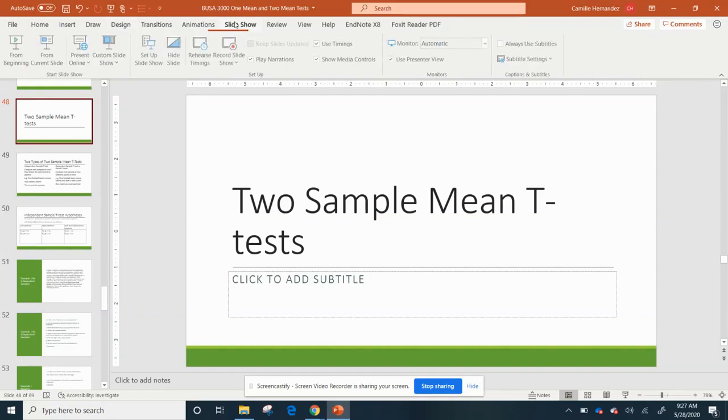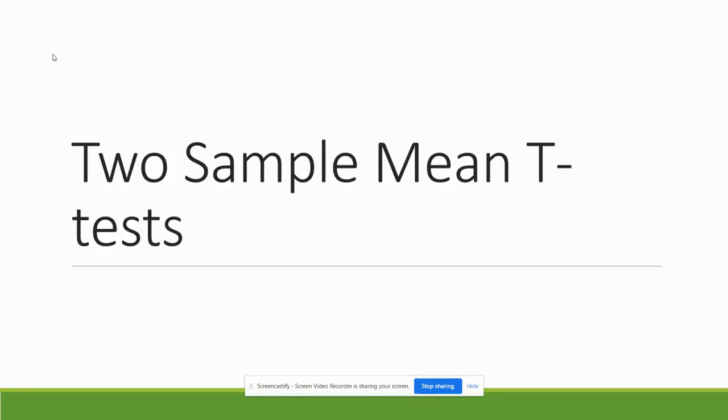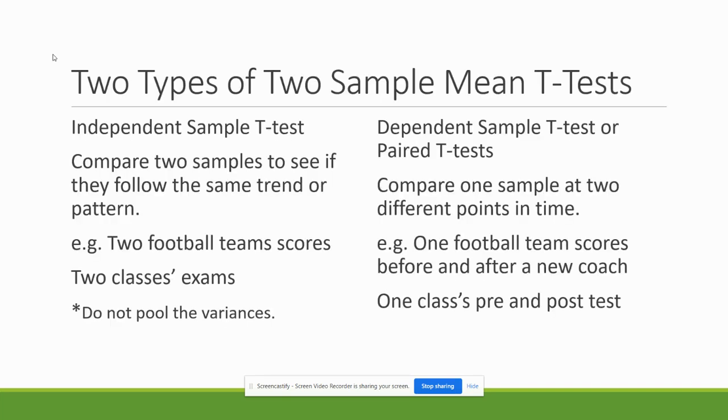So let's go ahead and talk about the two sample mean t-test. We're not going to do a two sample z-test in this class. Mainly you do a t-test. There are two types we're going to talk about: the independent sample t-test and the dependent sample t-test, which can also be referred to as the paired t-test.